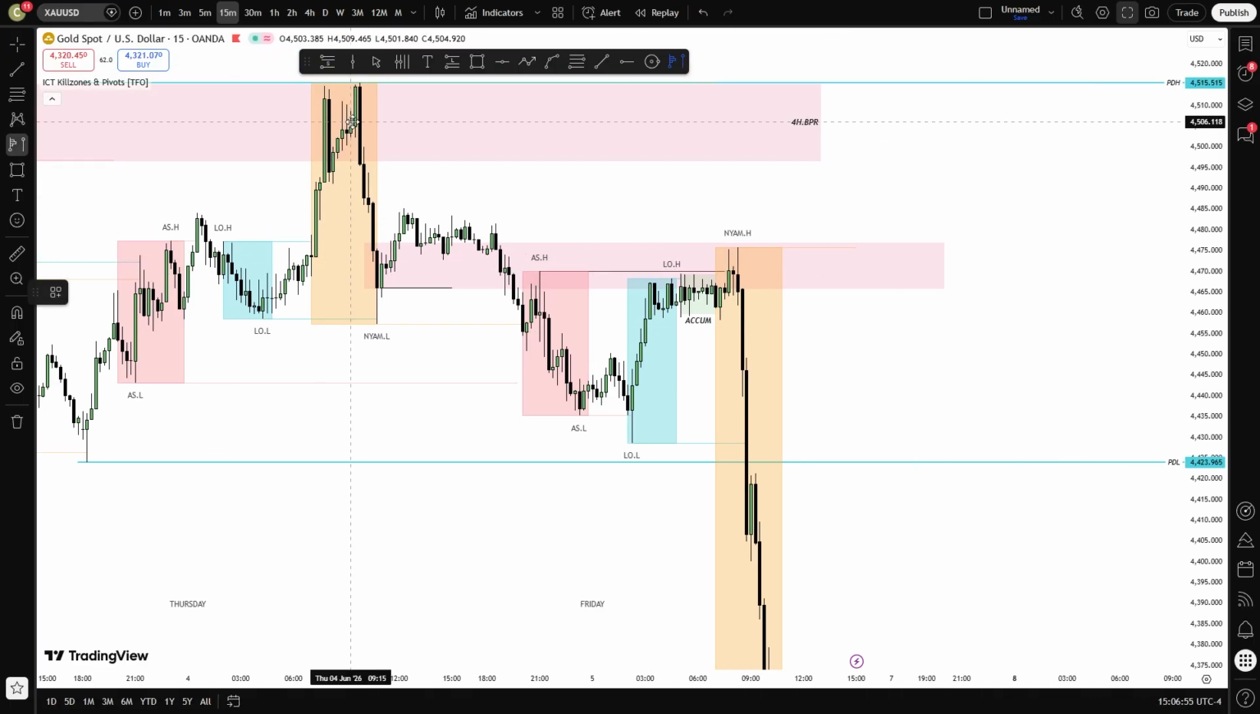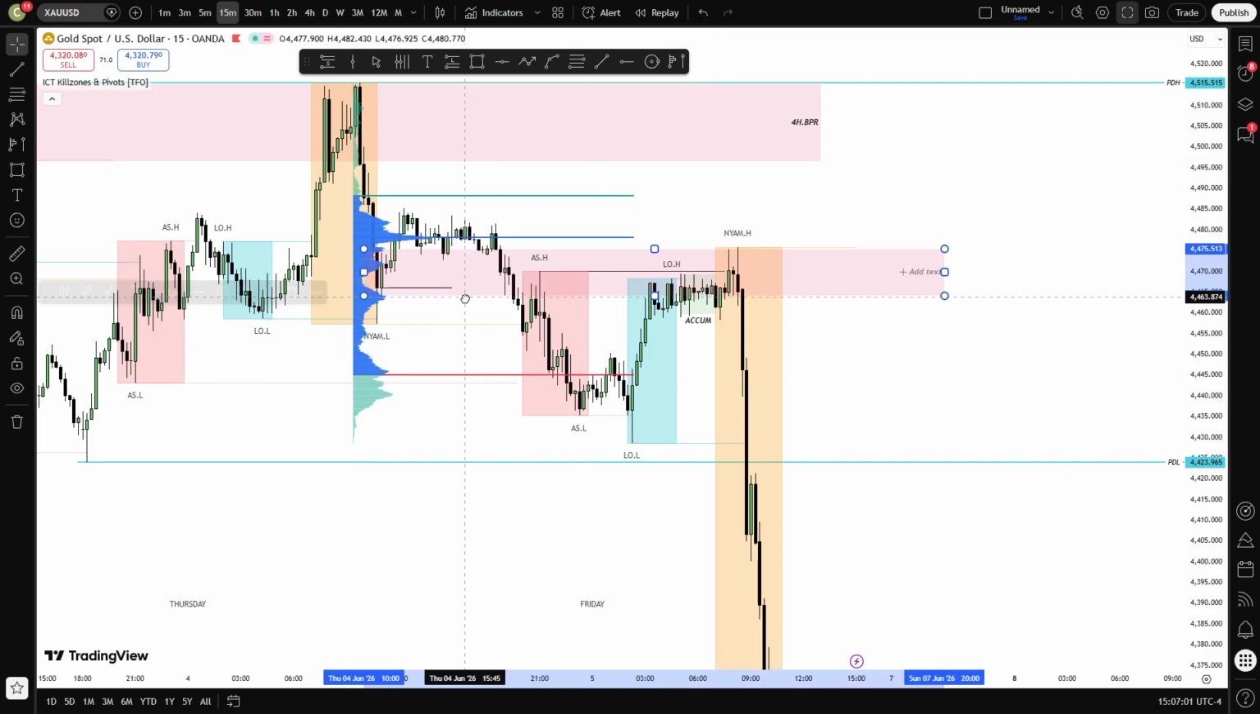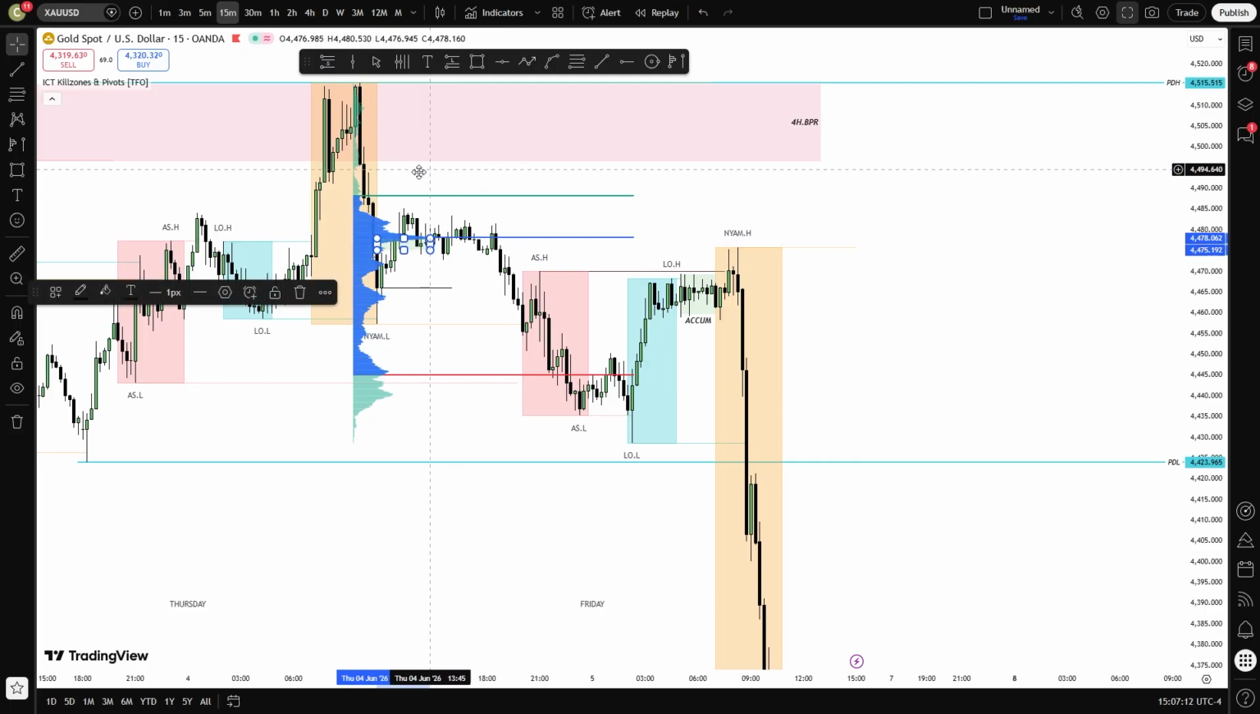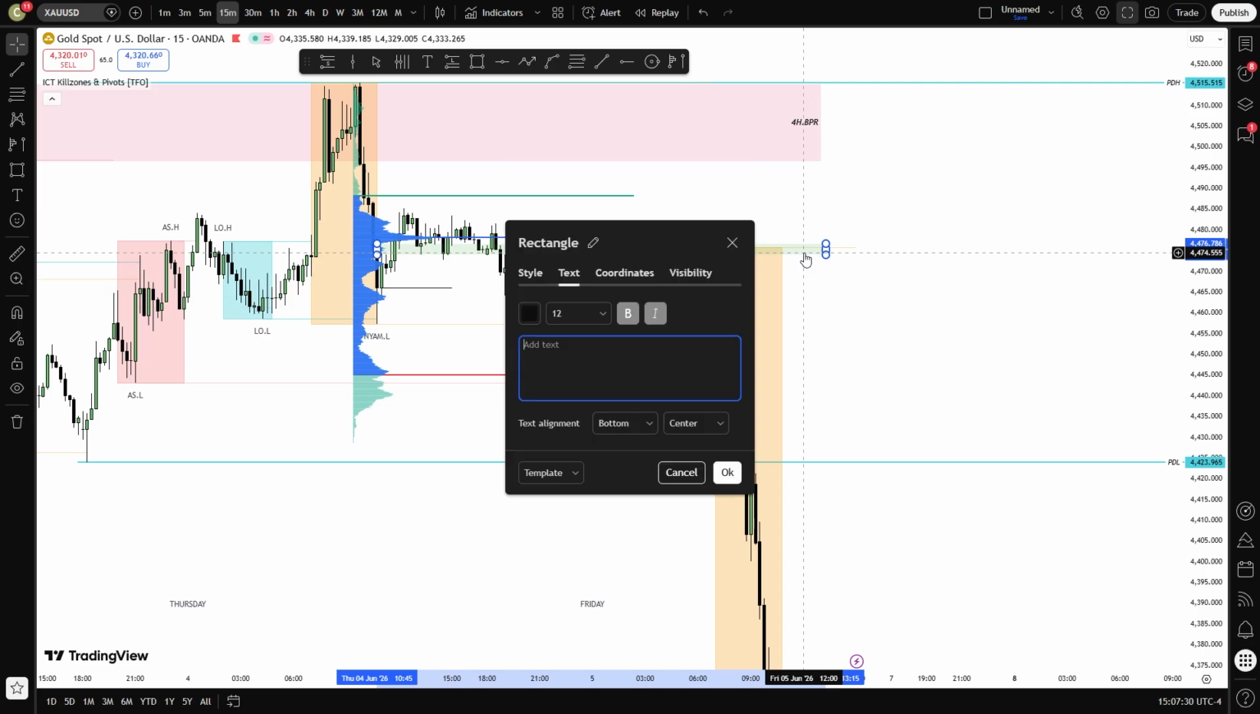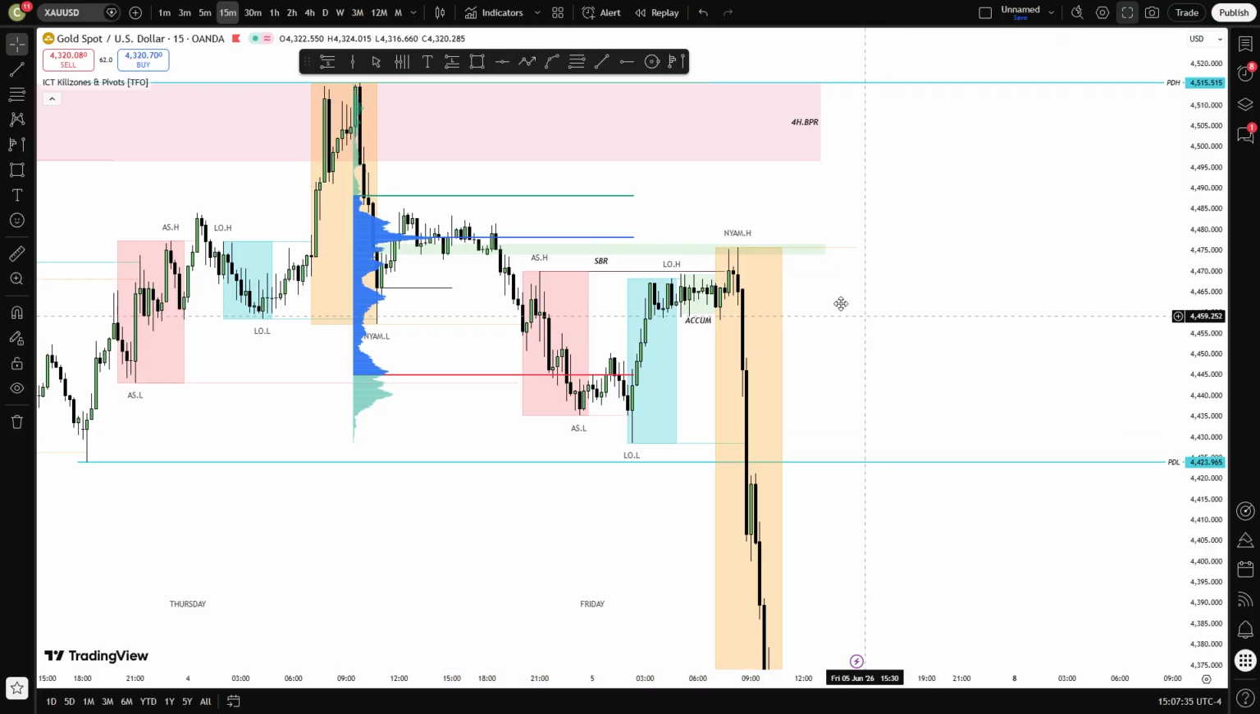If we do a volume profile from here to this swing low, we could see a support and resistance within a shovel. This is a shovel, an edge of POC or high volume node. This was supposed to be a support. We broke it and it became a resistance. This thing called SBR, support becoming a resistance.